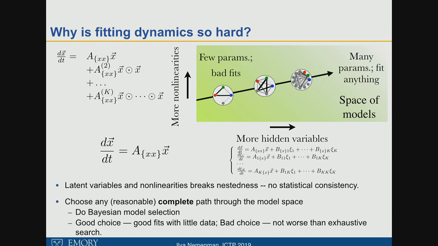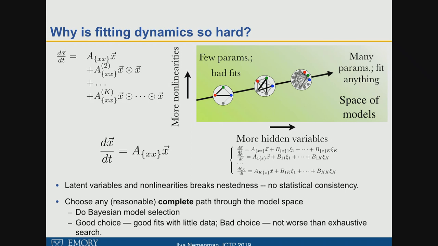And so what we are going to try to do is to look at this two-dimensional set of more hidden variables, more nonlinearities, and chart just an arbitrary path through that space, starting from the simplest models, the fewest degrees of freedom, the fewest nonlinearities, and ending eventually at infinity and infinity, just putting a line and exploring model after model on this line, using Bayesian model selection to choose the models that are good enough but not too good to overfit the data.